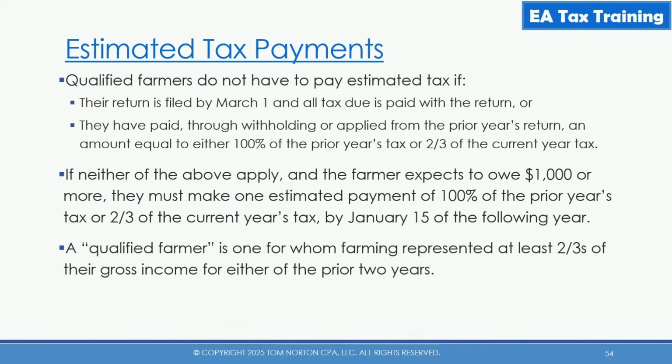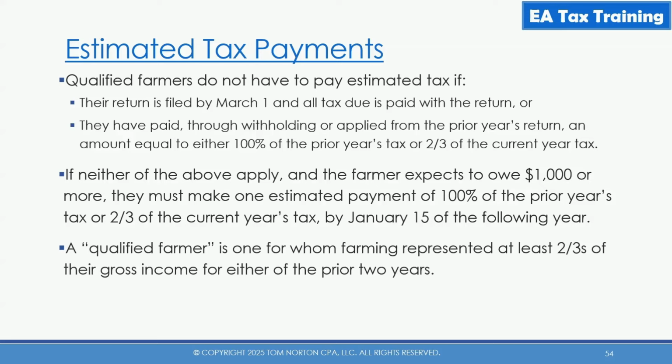Estimated tax payments. This is very unique in the tax world, and you will want to know this. So qualified farmers do not have to pay any estimated tax and don't have to worry about any penalties for underpayment or interest for underpayment if their return is filed by March 1st and all the tax due is paid with the return. So their returns, of course, are due by April 15th, just like everybody else's.